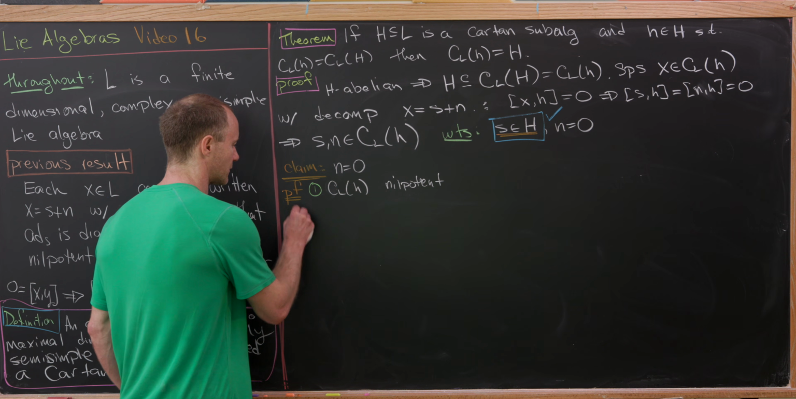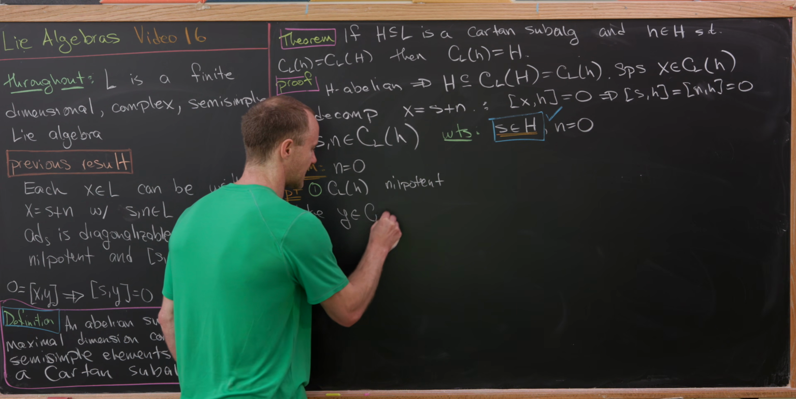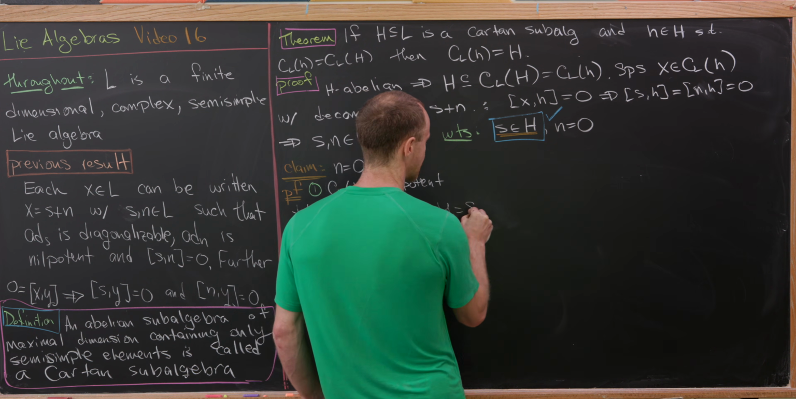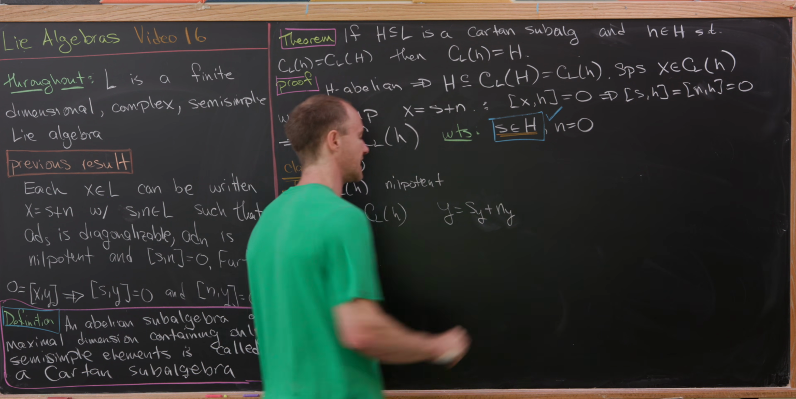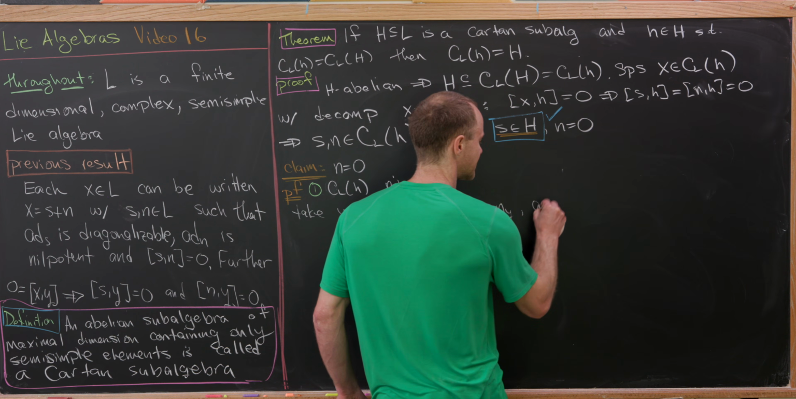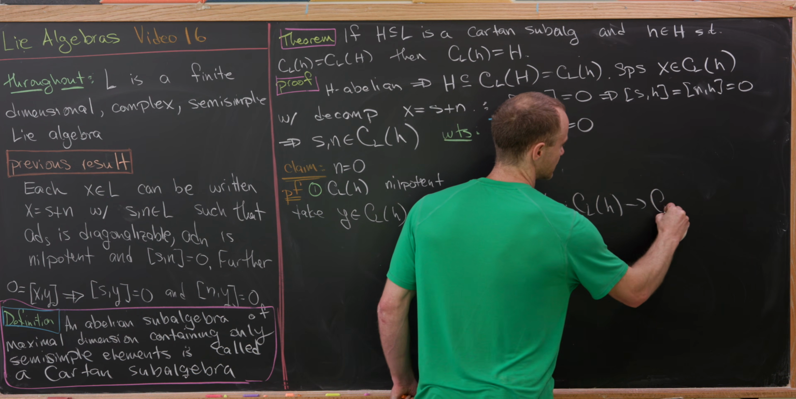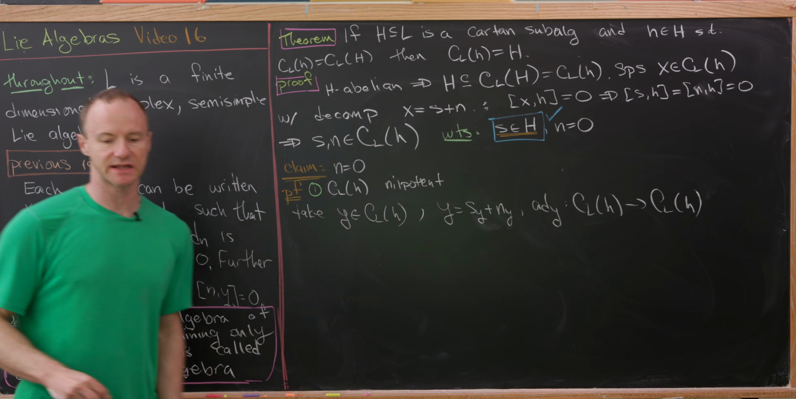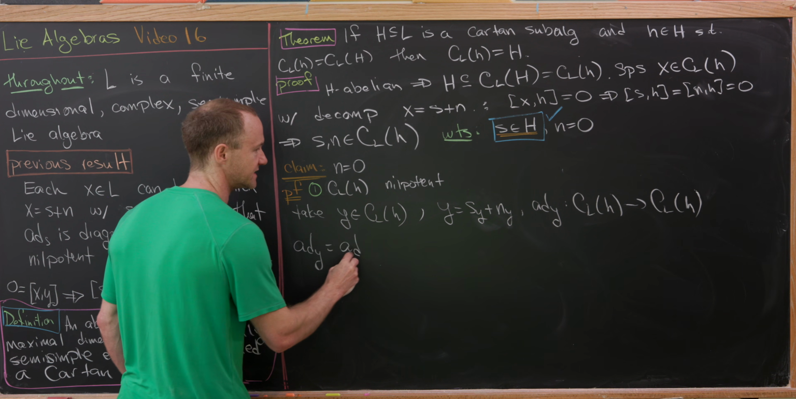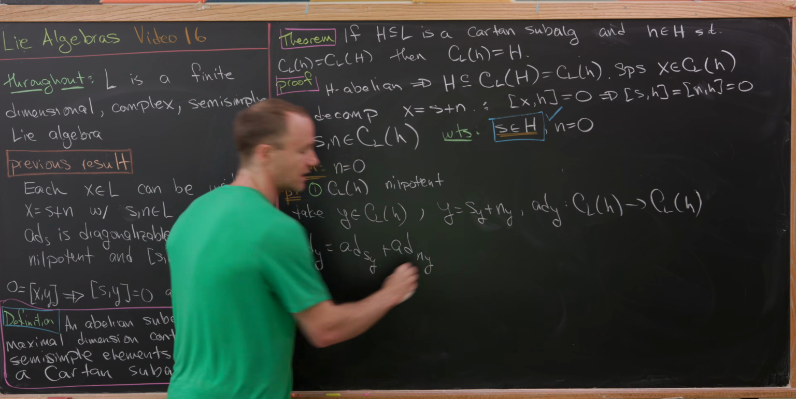Okay, so how can we do that? Well, let's take some arbitrary element, I'll call it Y, inside of this CLH. Let's write Y as S sub Y plus N sub Y, its semi-simple and nilpotent parts. And then we're going to consider the adjoint map of Y from CLH to CLH, as a linear transformation. Let's observe that this adjoint map decomposes as the adjoint map of S_Y plus the adjoint map of N_Y.